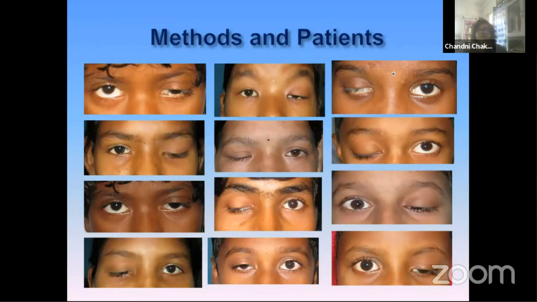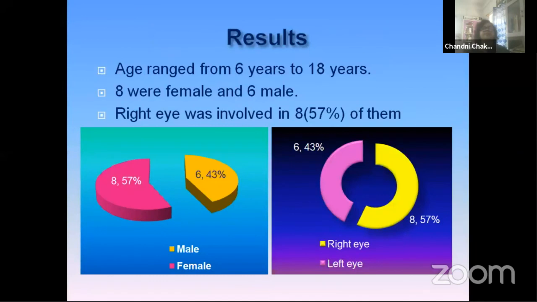Here are some of the pictures of our patients. You can see most of the patients are having very large hypertrophy of the MED. Now the results, the age range from 6 years to 18 years, 8 were female and 6 were male. The right eye was involved in 57% of them.